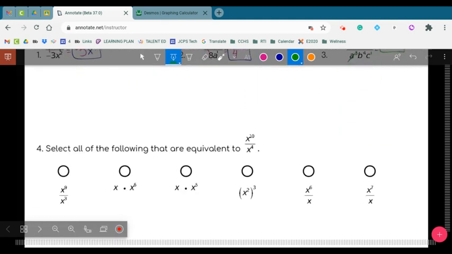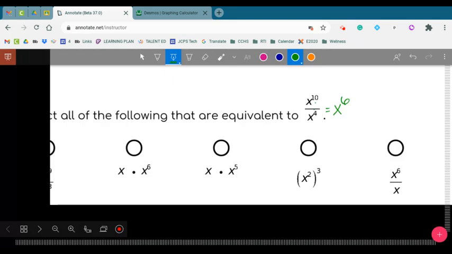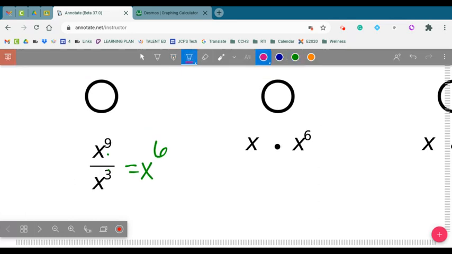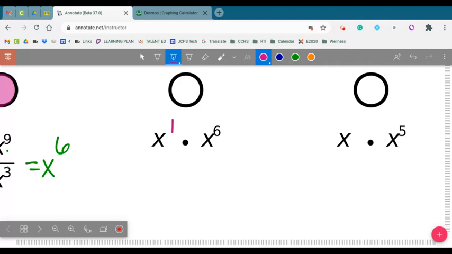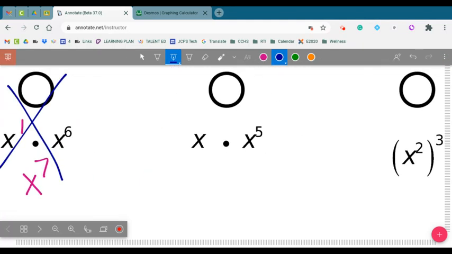Okay, then it says select all the following that are equivalent. So we are going to simplify this. 10 minus 4 is going to give me 6. So I need x to the 6th on all of them. 9 minus 3 is going to give me 6. So that one is a possibility. Okay, next one, I have to add my exponent. So 1 plus 6 is going to give me 7. That one's not a possibility. The next one, I add my exponent. So 1 and 5 is going to give me 6. So that one is a possibility.